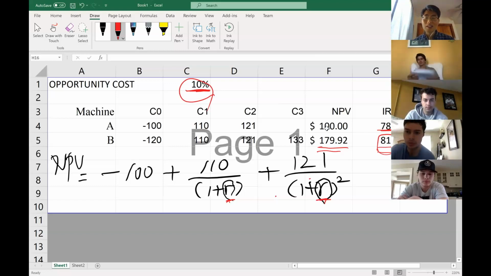However, that doesn't mean that you should still use the payback period. Payback period is a terrible criteria. So yes, you can get your money back early here in case of machine A, but when you invest in machine B, you will get a whole lot more money in the following years, especially in year 3.